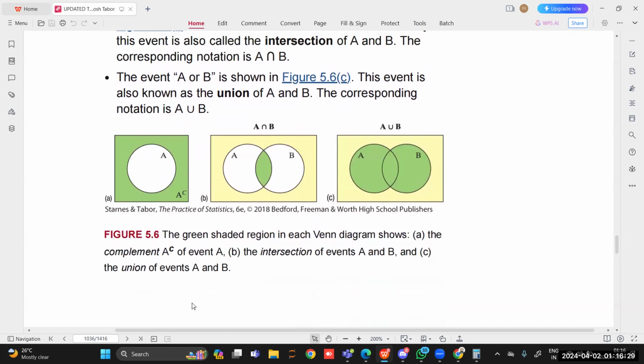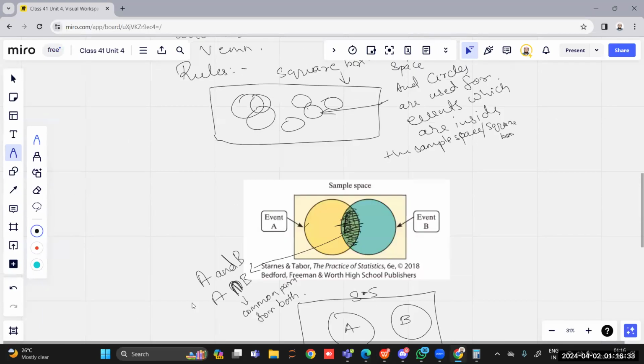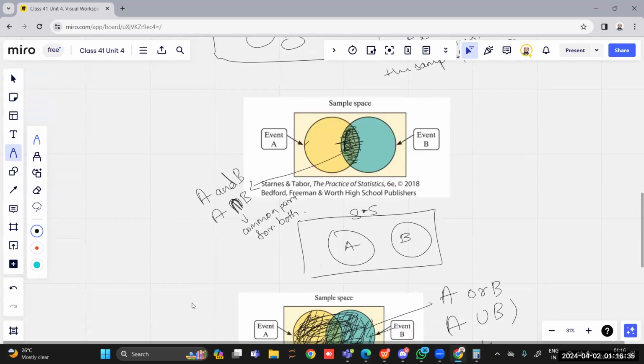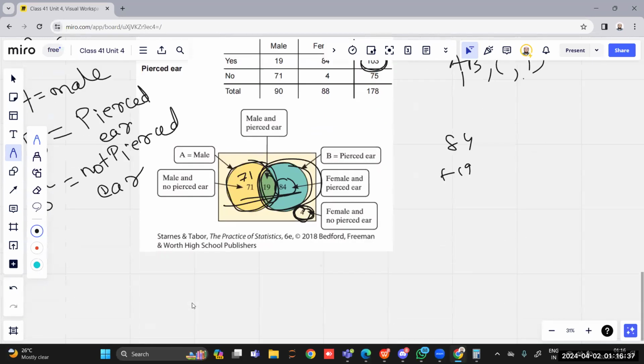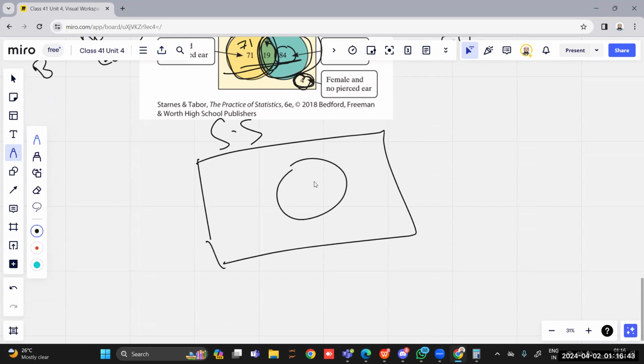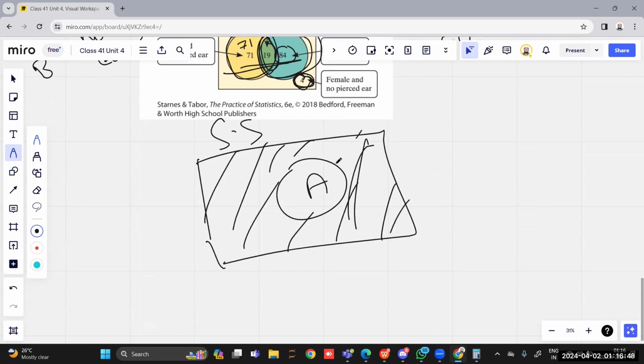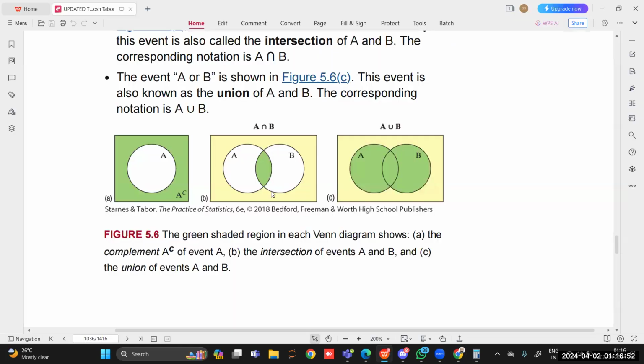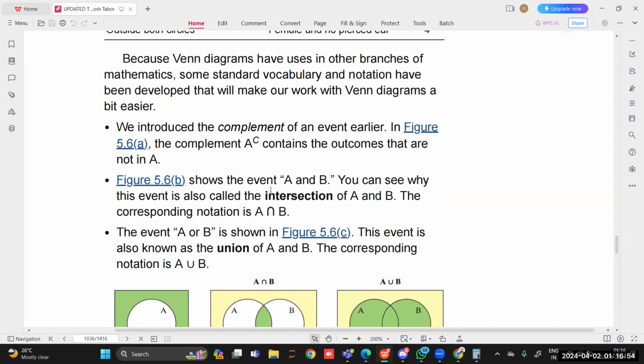See what I've told you. A union B, A and A complement, I've shown you. This is A intersection B, this is A union B, and A complement. I've shown you in the earlier class. If this is the whole sample space and this is A, then the space outside A will be A complement. Correct? So we have covered all these things.